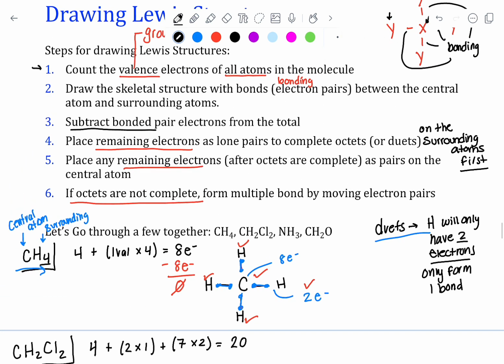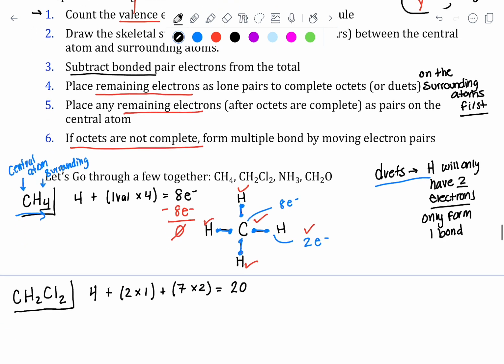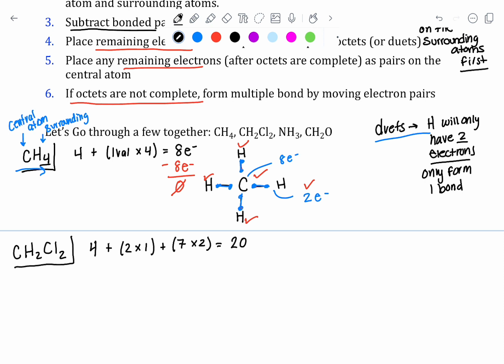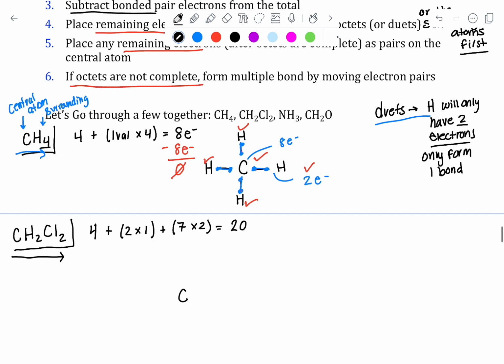We've completed step 1. We've counted all of our valence electrons. Next up, we want to draw our skeletal structure with bonds between the central atom and the surrounding atoms. Well, remember, we read from left to right, so our central atom is carbon, and the atoms that surround it are going to be 2 hydrogens and 2 chlorines.